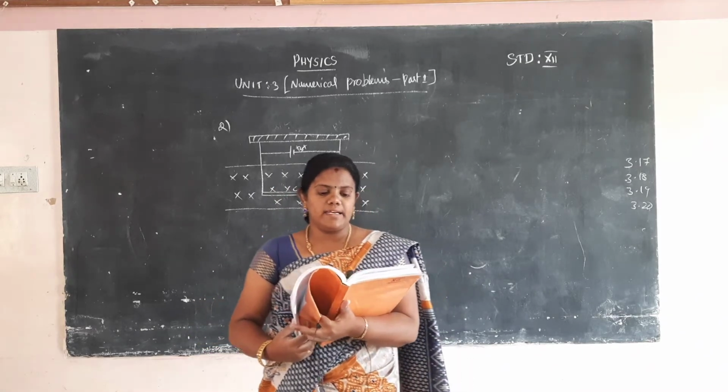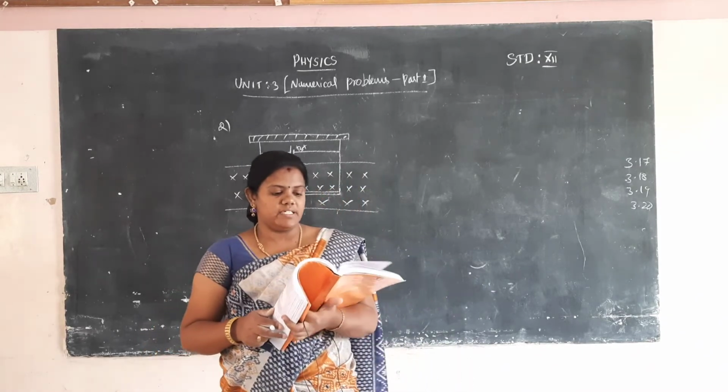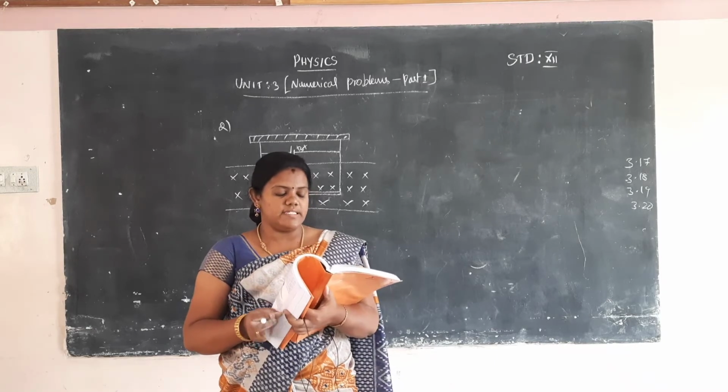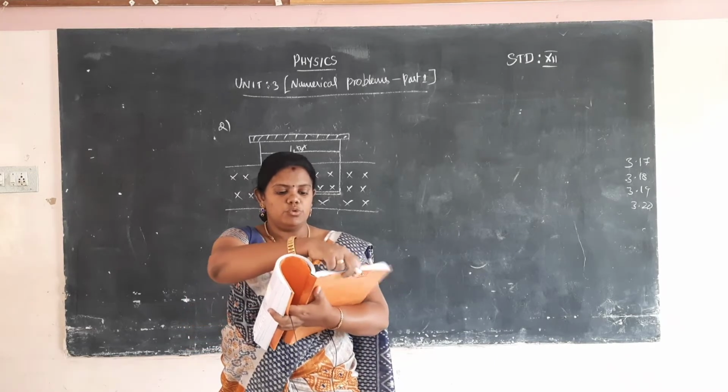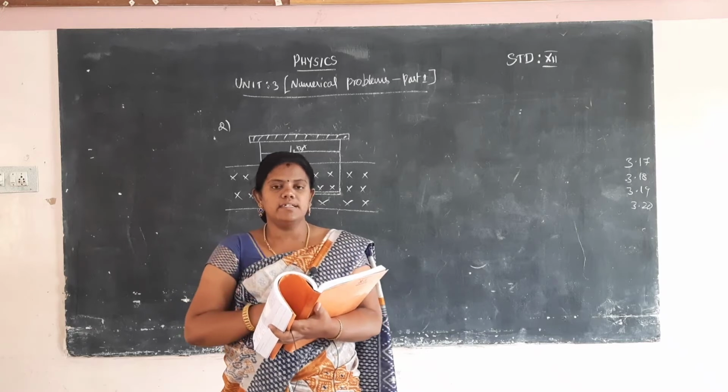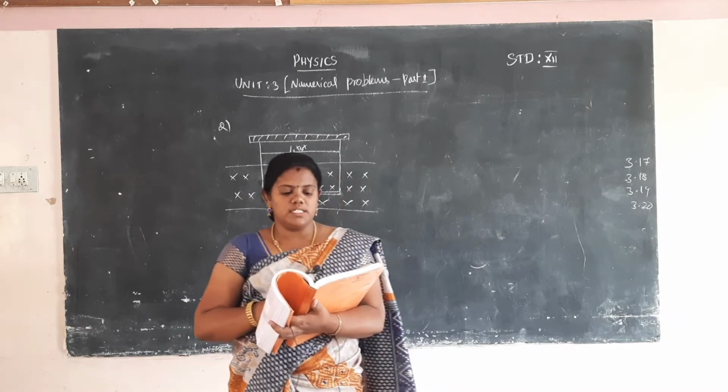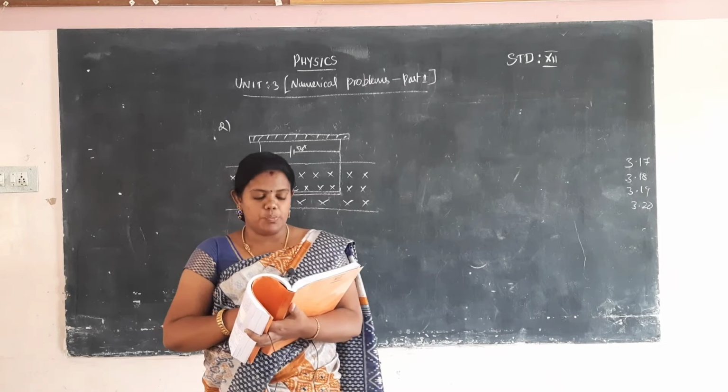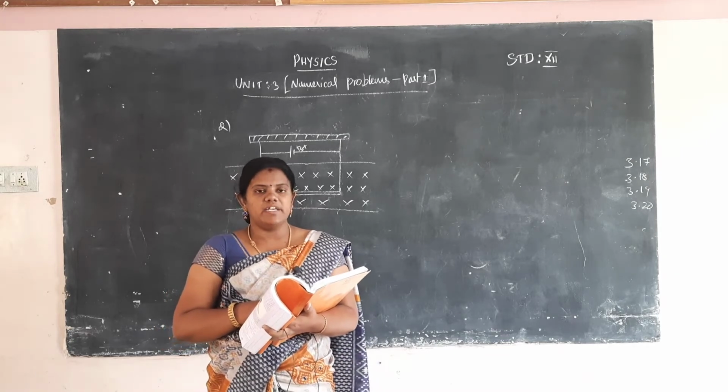A bar magnet having a magnetic moment Pm vector is cut into 4 pieces. That is, first cut into 2 pieces along the axis of the magnet, and each piece is further cut along the axis into 2 pieces. Compare the magnetic moment of each piece.